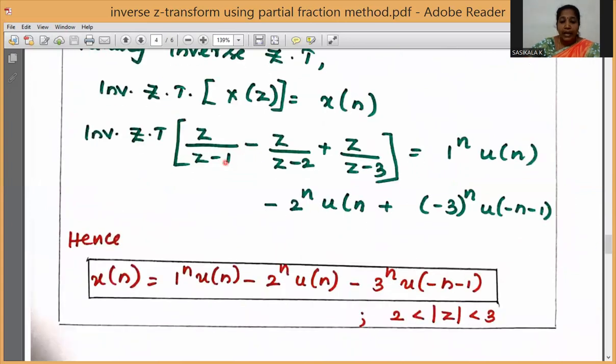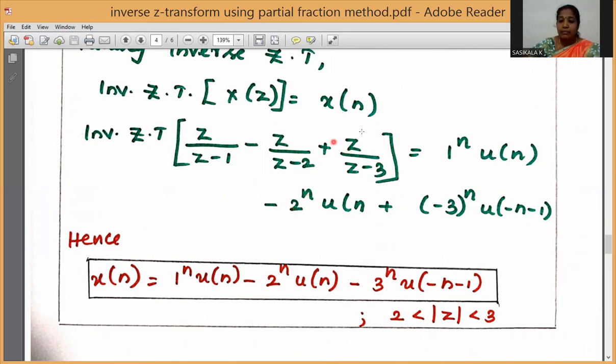So here the a term is 1. a is equal to 1. So a^n u(n), or 1^n u(n). Here you will be having a minus symbol, so put a minus symbol. This is z/(z-2) and this is also a causal part. So write a^n u(n) where a is equal to 2.